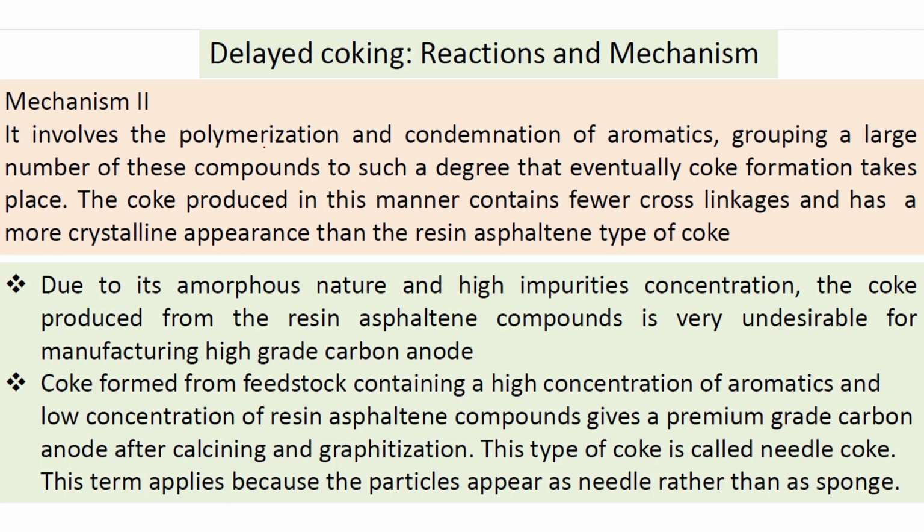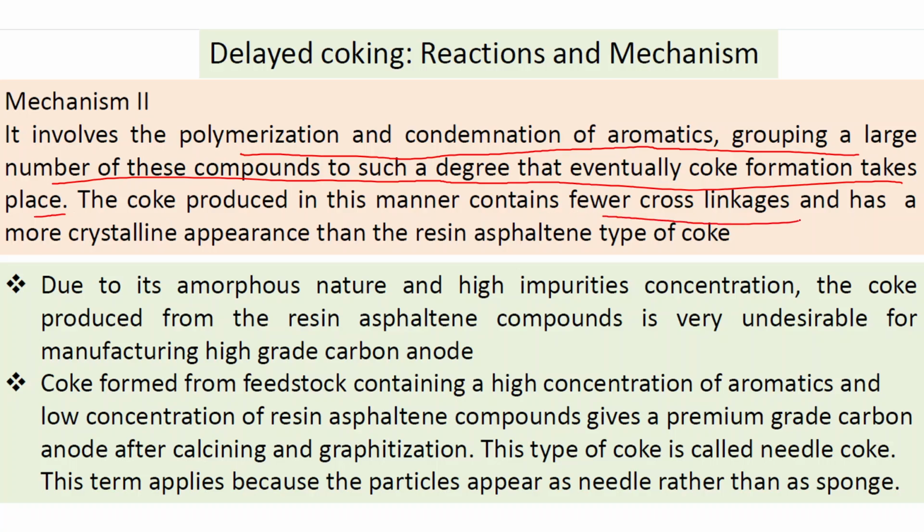And the second procedure is the polymerization and condensation of aromatics, as I told, joining a large number of these compounds to such a degree that eventually coke formation takes place. So the coke formed in this contains fewer crosslinks and has a more crystalline appearance than the resin asphaltene coke. The resin asphaltene type of coke is amorphous in nature, while this coke is more crystalline in appearance. It has a more orderly structure, and due to this orderly structure, it produces a very fine quality coke.